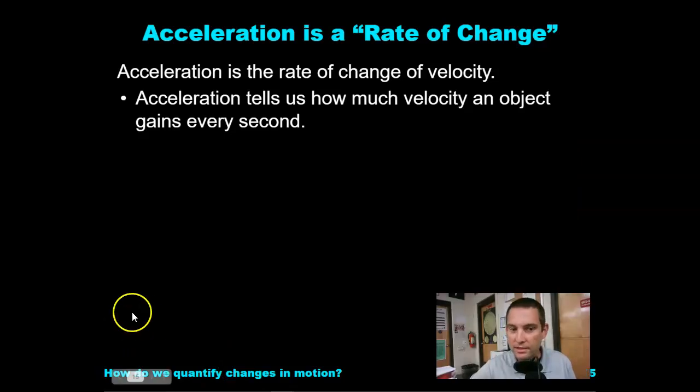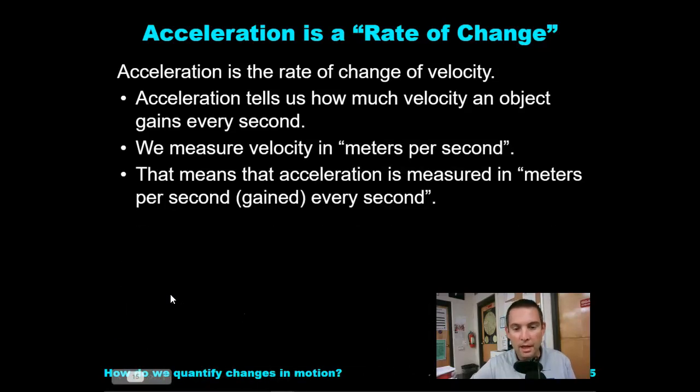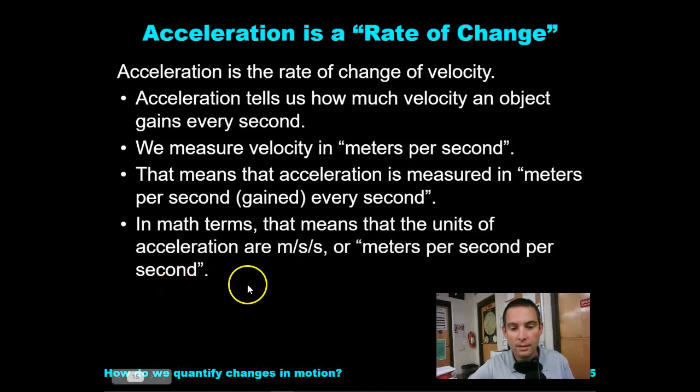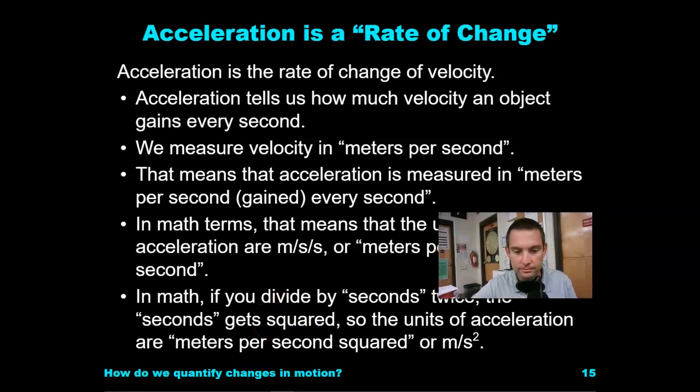Acceleration tells us how much velocity an object gains every second. We measure velocity in meters per second, right? That means acceleration is measured in meters per second gained every second. So meters per second every second. In math terms, that means the units of acceleration are meters per second per second. In math, if you divide by seconds twice, the seconds just get squared, so the units of acceleration are meters per second squared.